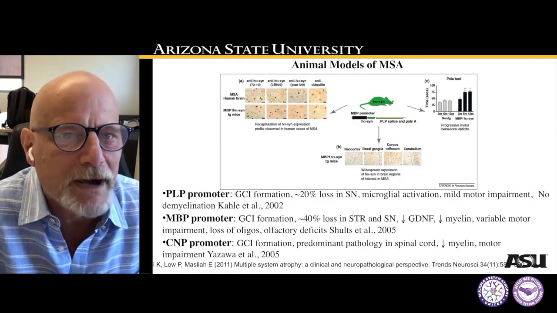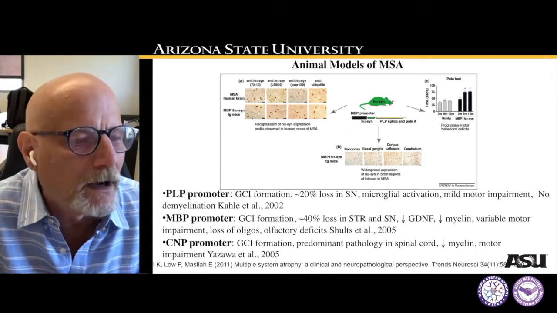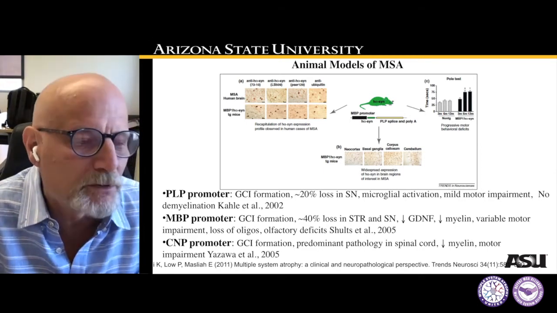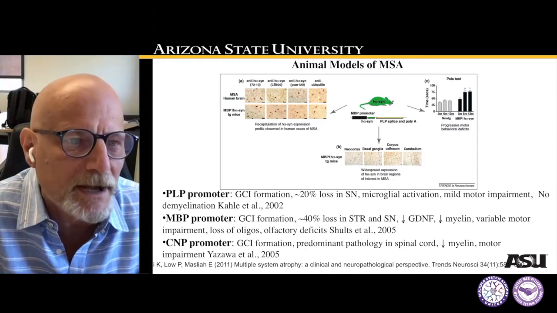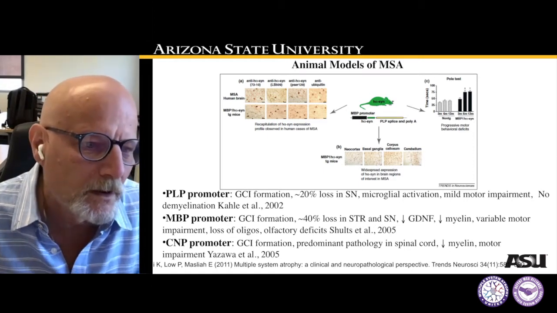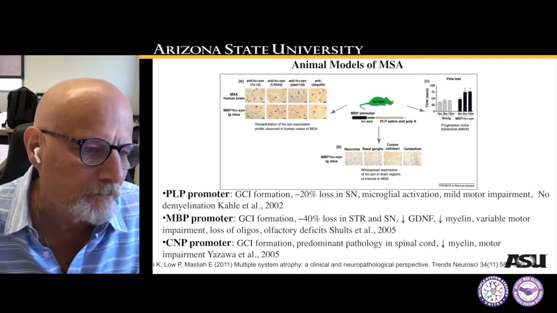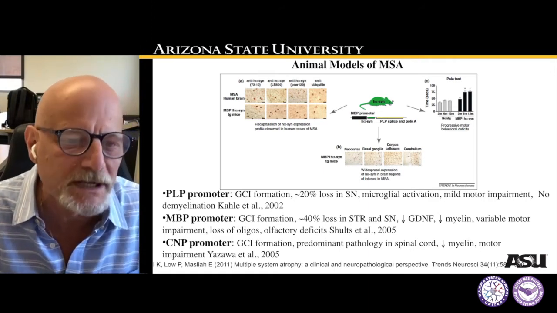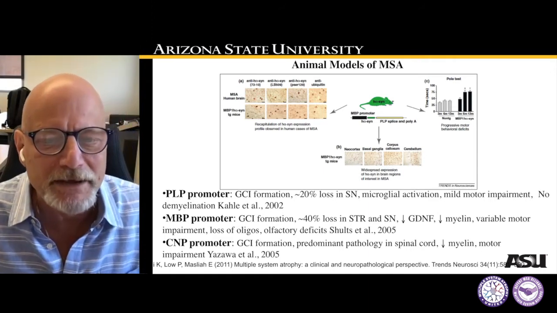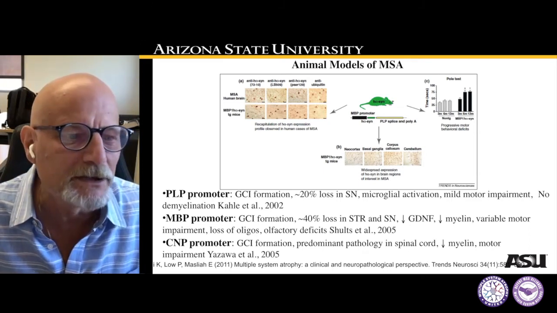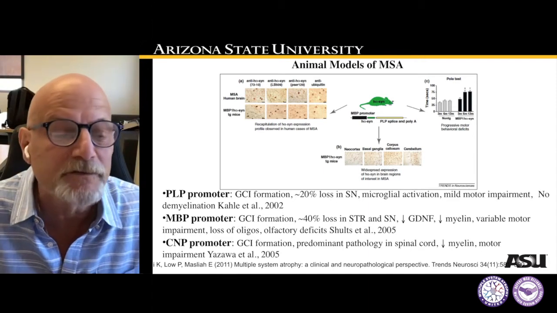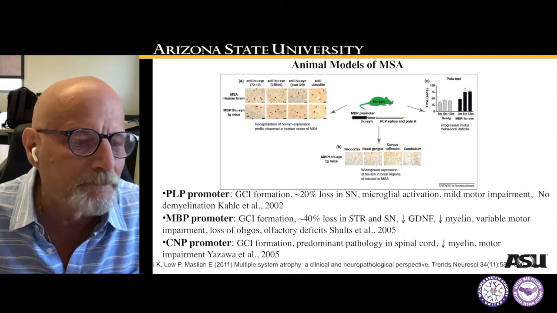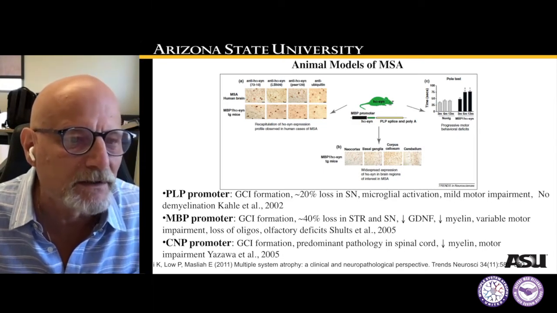Initially, transgenic models of multiple system atrophy are being used and continue to be used. There are 3 different promoters in transgenic mice. The PLP promoter, which you can see here, has glial cell GCI formation, about 20% loss in the substantia nigra, microglial activation, mild motor impairment, and no demyelination. Now, demyelination is an important feature of MSA, and so this particular promoter does not recreate that aspect of the disease.